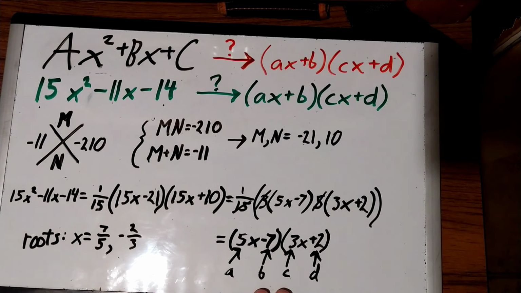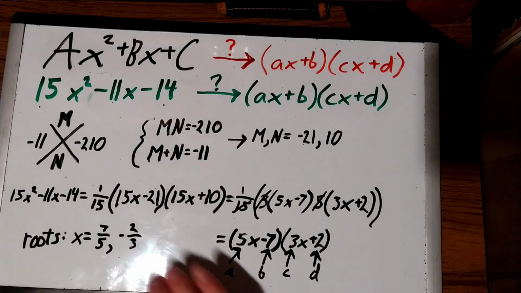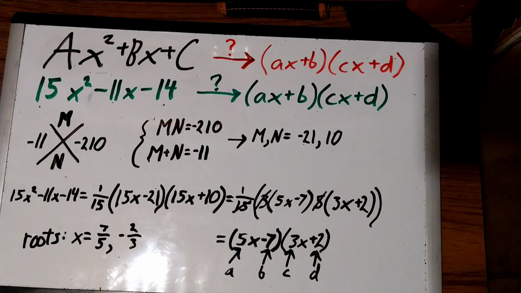From here, it's easy to see what our roots are. It's what value x needs to be to make one of these equal to 0. So 5x minus 7 is 0 when x is equal to 7/5. 3x plus 2 is equal to 0 when x is equal to minus 2/3. So these are our roots. And they're easier to find when the function is in this form.